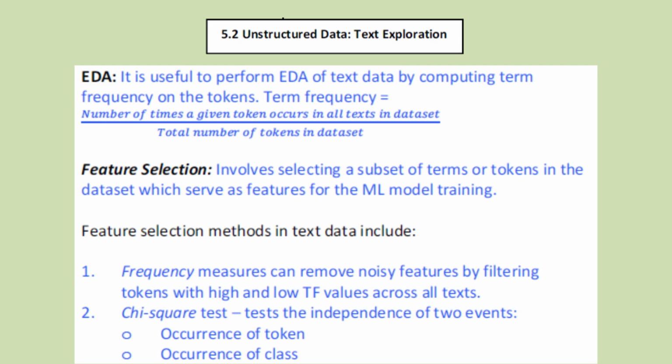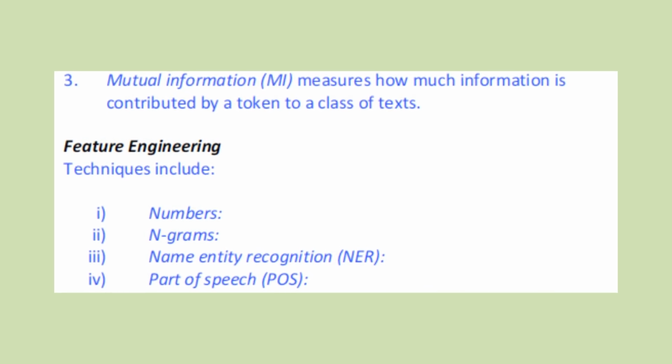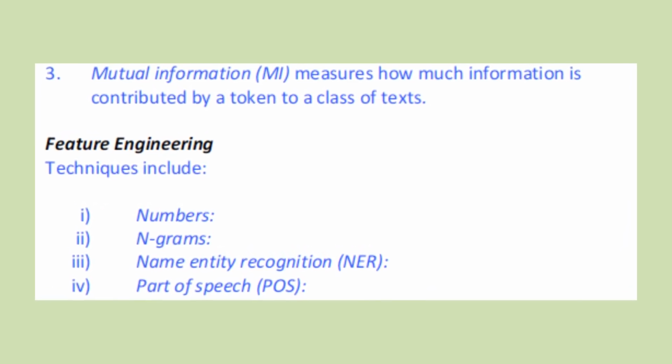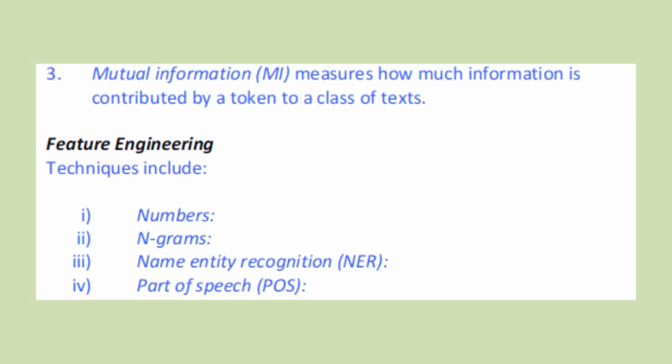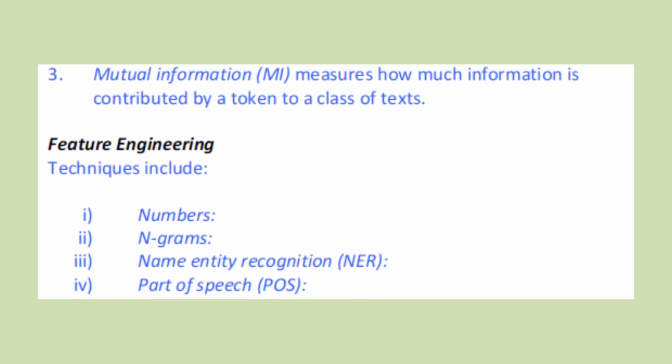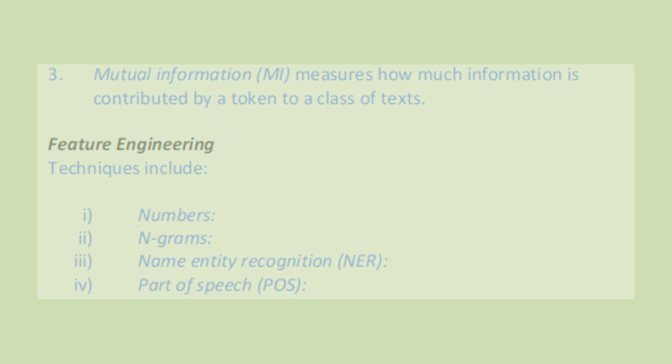2. Chi-square test, tests the independence of two events. O, occurrence of token. O, occurrence of class. 3. Mutual information, MI, measures how much information is contributed by a token to a class of texts. Feature engineering techniques include: 1. Numbers. 2. N-grams. 3. Named entity recognition, NER. 4. Part of speech, POS.